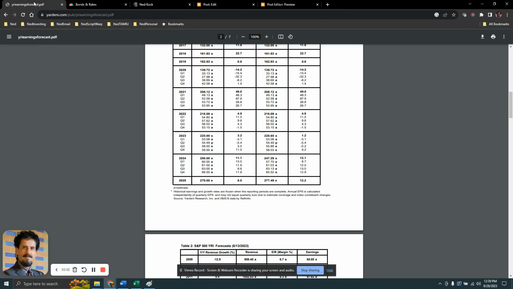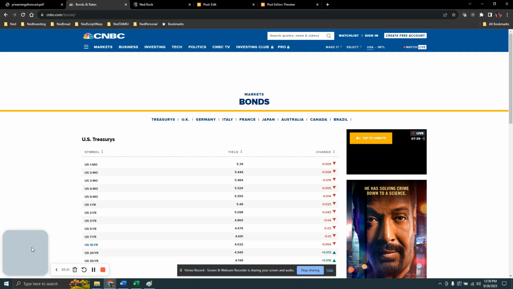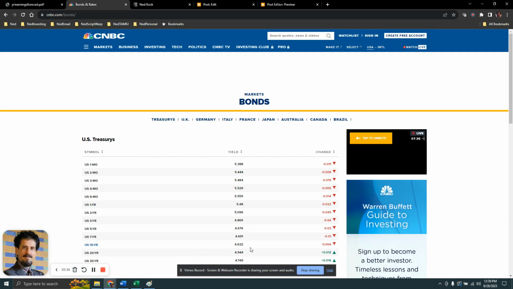So we go to yardeni.com, earnings forecast for the S&P 500. Here it is, the 3.2% that I used on the left simulation, the more benign one, and this is the analyst estimate, which I use on the right side of my simulation, 1.2%. And the rates for the 10-year, I use this one for the left side simulation, and I use this one for the right side simulation because this is the 10-year.